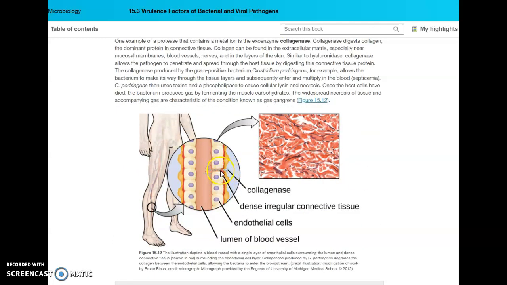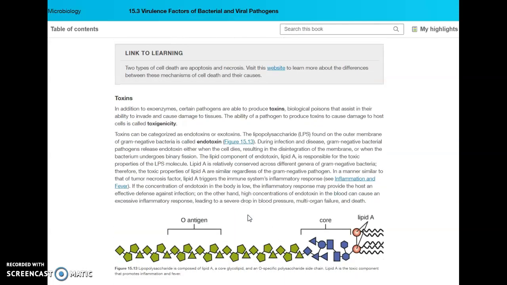And then here's the example with the collagenase. You've got some connective tissue here. They're showing the leg. And in this example, they're looking at the endothelial cells here, essentially the cells that line the capillaries. And collagen is found in those blood vessels. So if that happens, then the bacterium can actually get into the lumen of the blood vessel, into the bloodstream, and then become disseminated that way. And Clostridium perfringens, which causes gas gangrene, can do that.